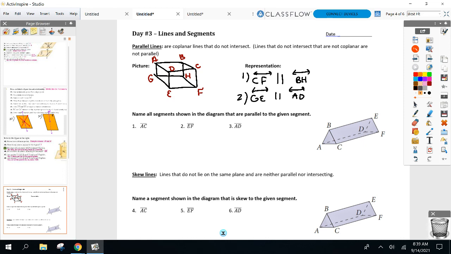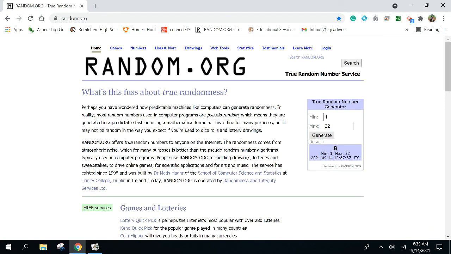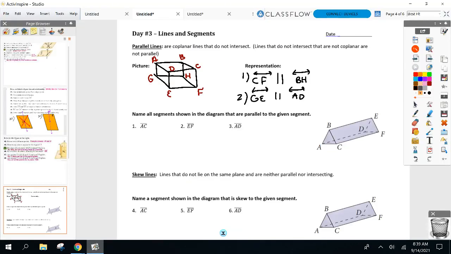What's parallel to AC in this diagram? Lucy? DF. I like it. Yep, DF is good for me. And I'm going to keep with the line symbol just because I haven't introduced what a segment is yet. That's later on in today's class. I'll introduce segments in a second.